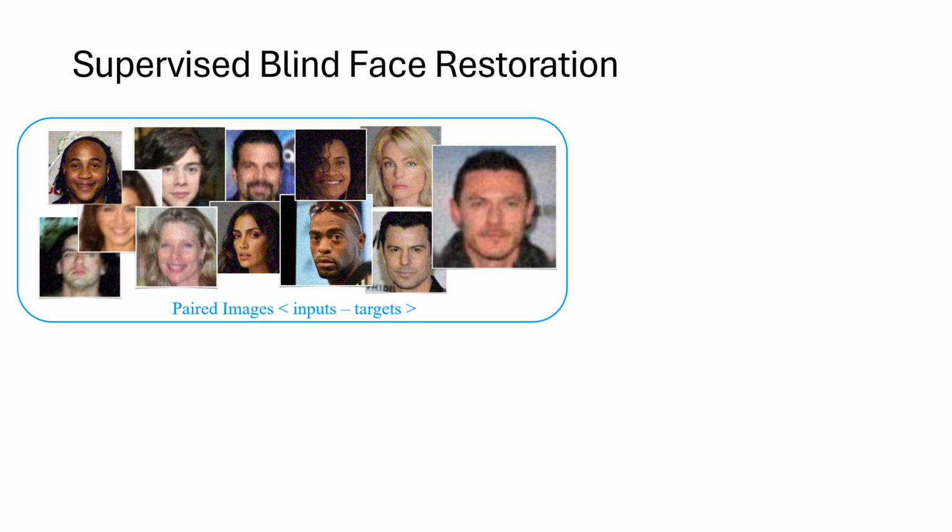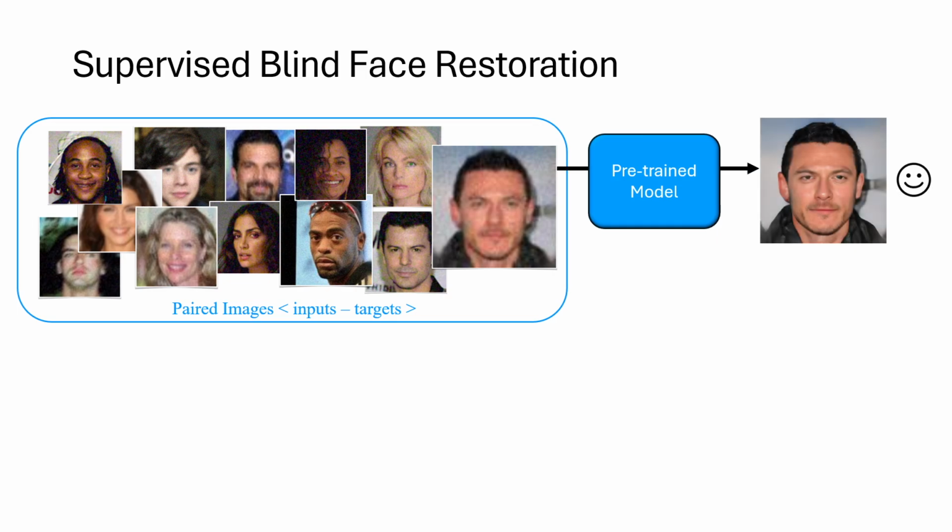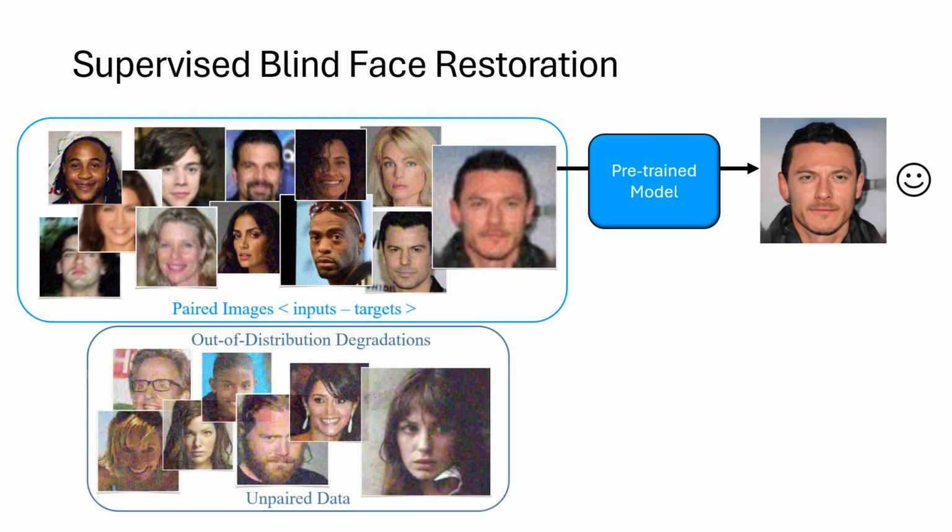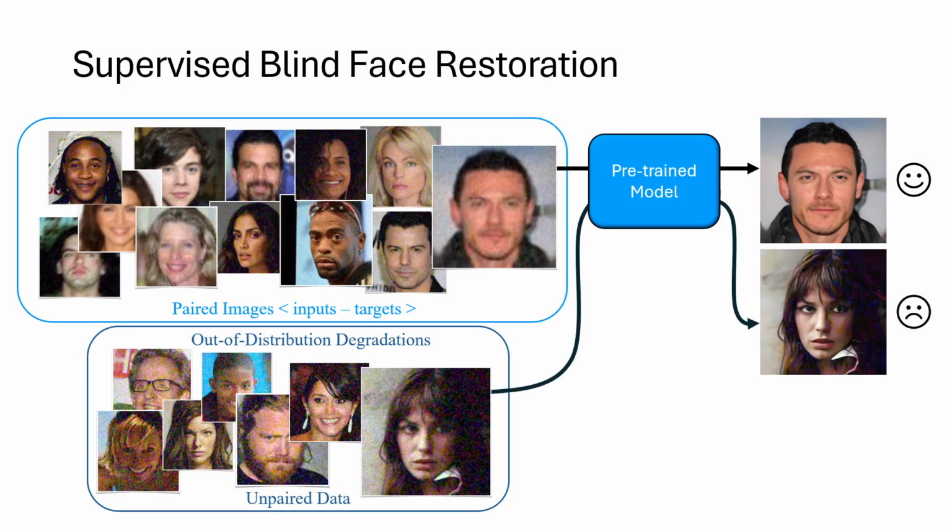Previous blind face restoration methods have achieved great success. They are usually trained on large-scale synthetic datasets with supervised learning, and the datasets are often generated by simulating low-quality face images with a handcrafted image degradation pipeline. Given a pre-trained restoration model, it can produce high-quality restoration on low-quality inputs that are aligned with the degradation distribution used in training. However, there always exist out-of-distribution degradations that make a pre-trained model fail.